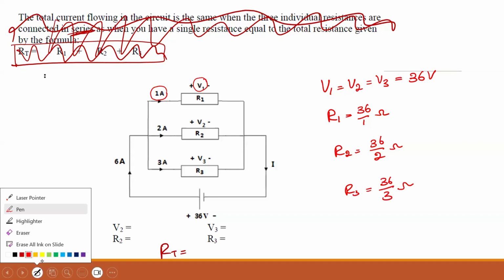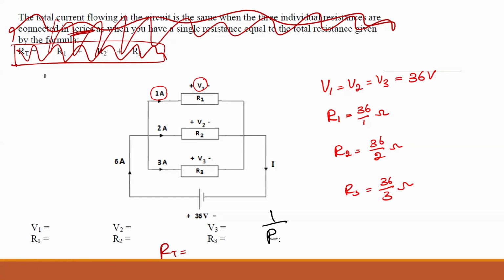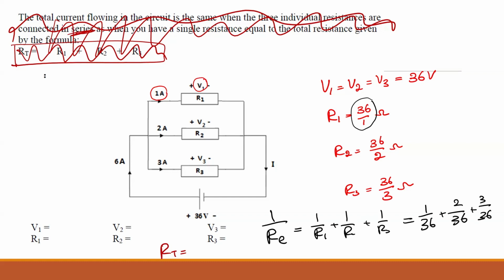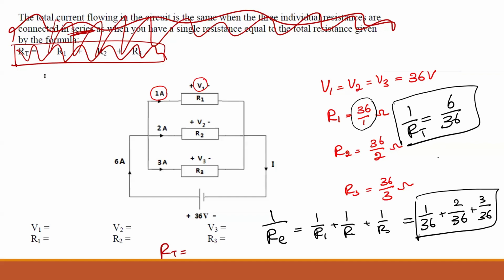Yep. How to find the total resistance? 1 over R EQ or R total is equal to 1 over R1 plus 1 over R2 plus 1 over R3. So you can put it as 1 over 36 plus 2 over 36 plus 3 over 36, isn't it? Yep. That will be 6 over 36, which is 1 over R total. So if you swap this and find the R total, that will be 36 over 6, which is 6 ohms. Agree? Yep. Okay, that's good.